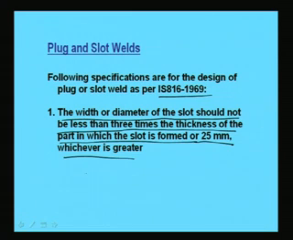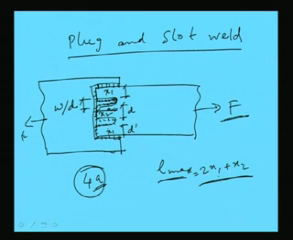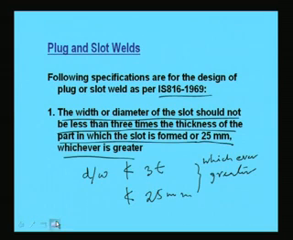That means the diameter or the width should not be less than 3T, 3 times the thickness of the part in which the slot is formed, or 25 mm, whichever is greater. What does it mean? If we see the picture, this D is the diameter or the width of the slot. This should be greater than 3T or 25 mm. So, this is one specification.